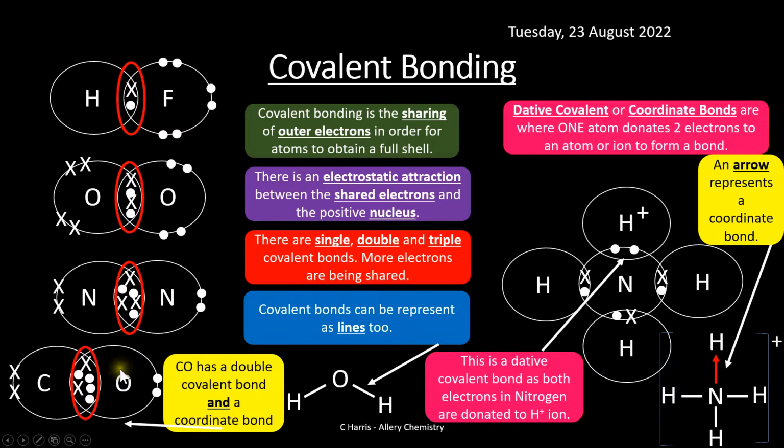CO, this is another one. This is carbon monoxide. It has a double covalent bond and a dative covalent or coordinate bond. So carbon monoxide, which is that poisonous gas. It's odorless. You can't see it. It's toxic, obviously. These are the bonds here. You can have a mixture of the two. So you can have a double bond and a coordinate bond in the same molecule, and this is an example of it, which is carbon monoxide.